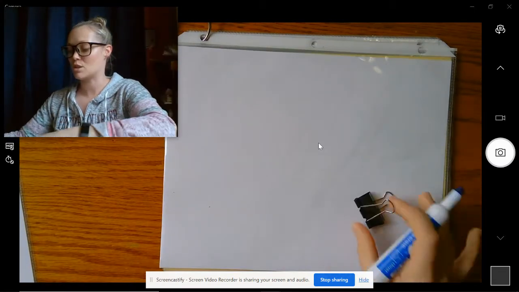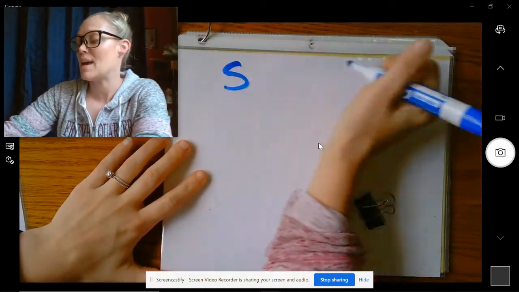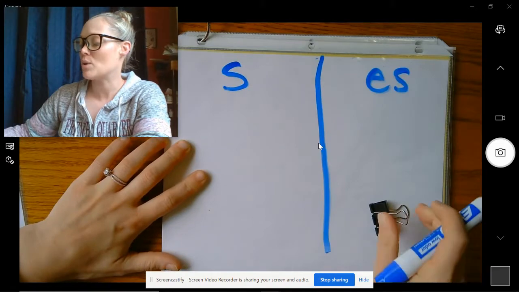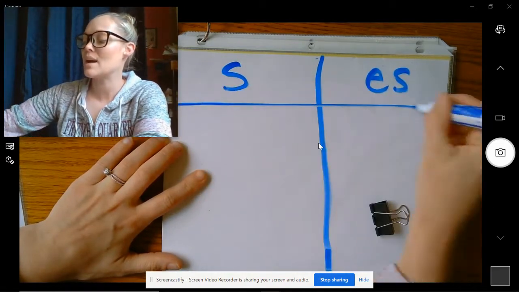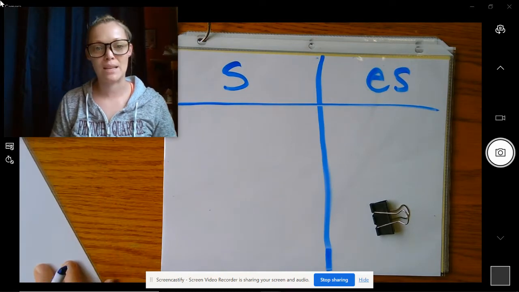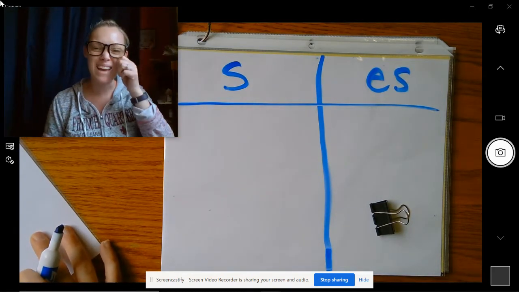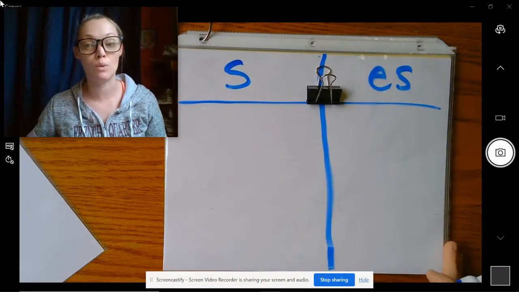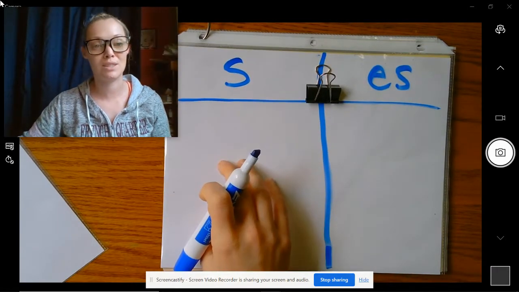So what you need today is your whiteboard marker, and a little piece to move back and forth. I'm just going to grab a clip. You're going to write an S. You're going to write an ES and draw a line. We're going to practice moving that clip to the correct type of ending. So I'm going to write a word and say it, and I want you to put that piece on the spot that you think you hear. Do you hear S or ES?